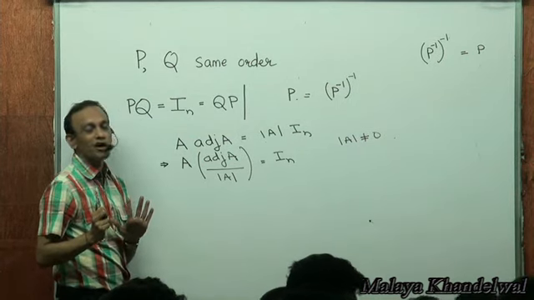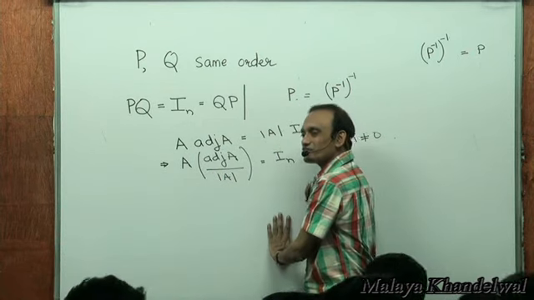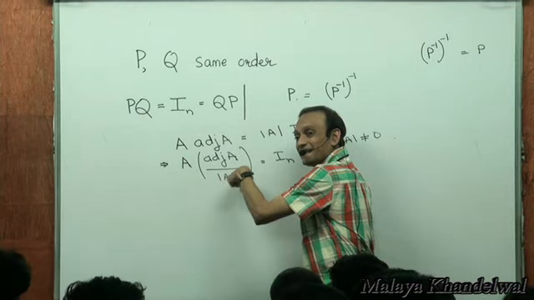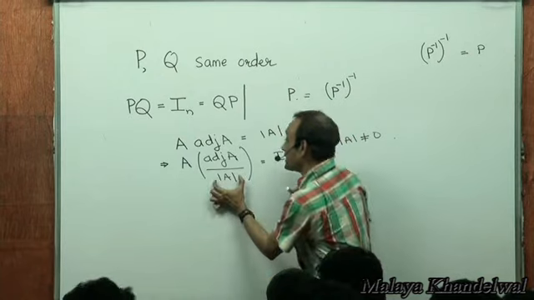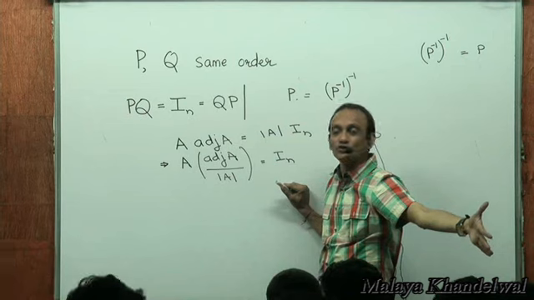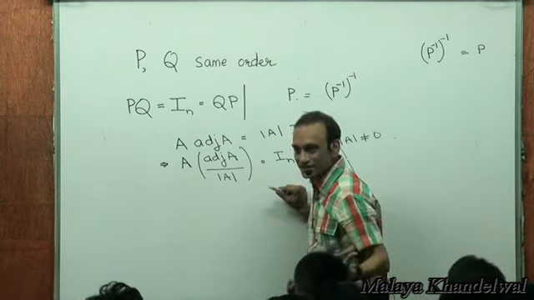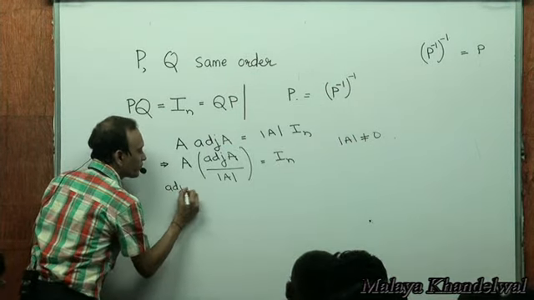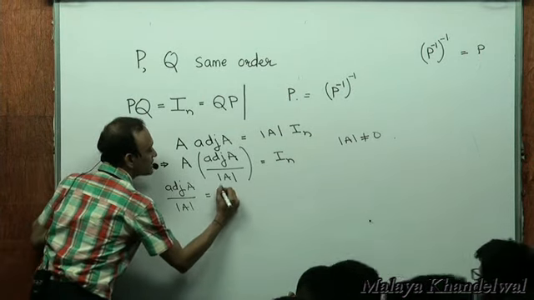Which means, if A is multiplied with this, I get an identity matrix. That means this must be the inverse of A. But when will it exist? It will exist if determinant A is not 0. If A is non-singular, you will have inverse of matrices. So I could look upon this adjoint A by determinant A as A inverse.